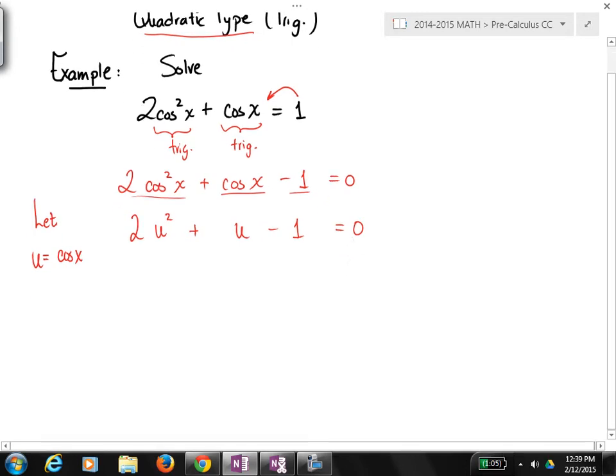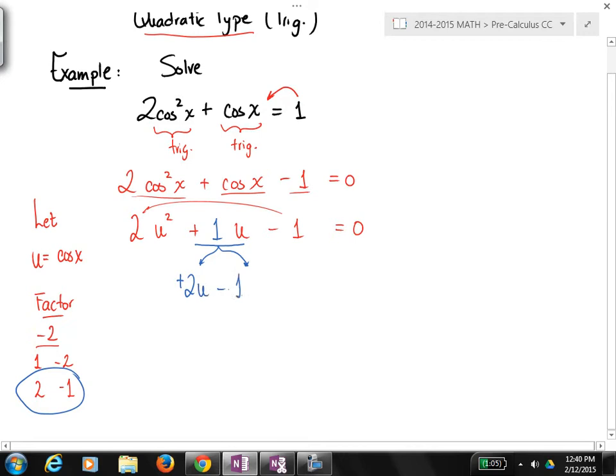How do I solve this? We could use the quadratic formula, but I'm going to see if it's factorable. So I'm going to multiply the last term times the first term. So what's negative 2? Give me the factors of negative 2. 1 and negative 2. 2 and negative 1. And I want which factors add up to the middle term. 2 and negative 1. So I'm going to split this middle term into positive 2u minus 1u. And just continue writing your problem. Here I still have 2u squared minus 1 equals 0.